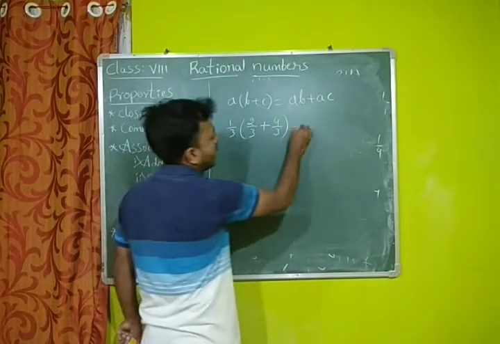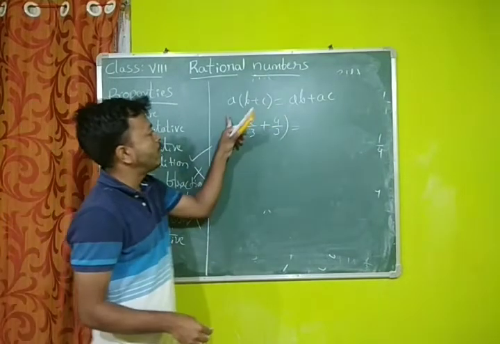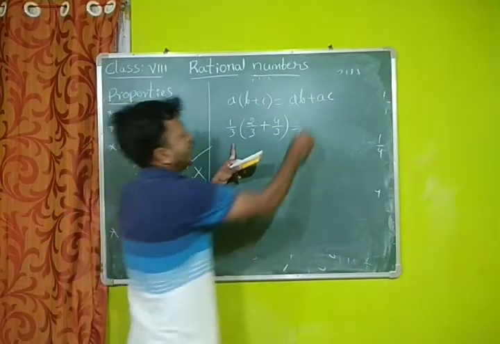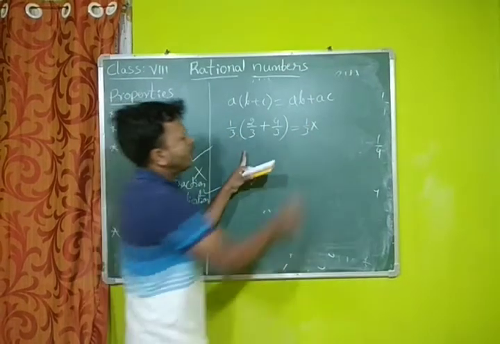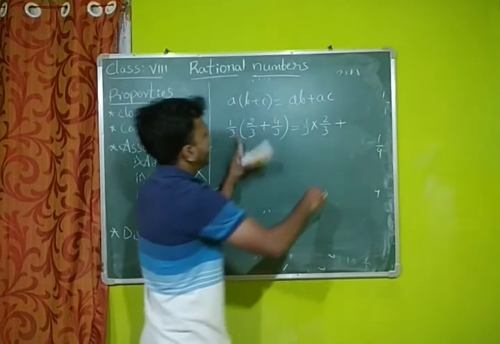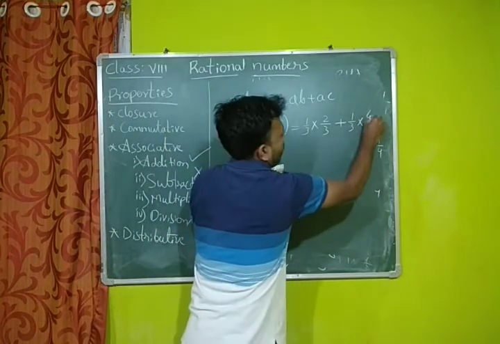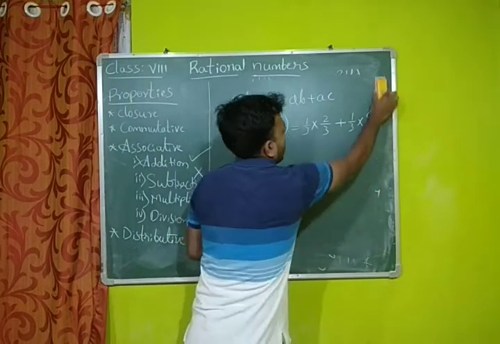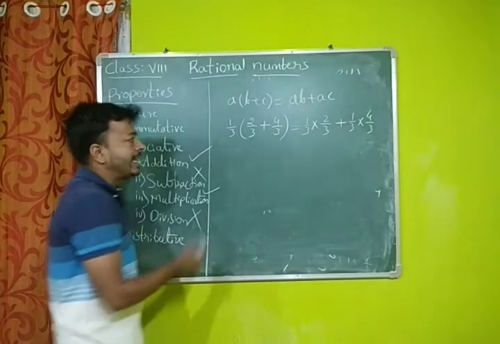And what will we get for this based on the distributive property? A means what? 1 by 3. Here nothing there means multiplied by. B means what? 2 by 3. Yes. Plus. And A means what? 1 by 3, multiplied by. C means what? 4 by 3. Yes? Solve this. LHS and RHS, are they equal or not?